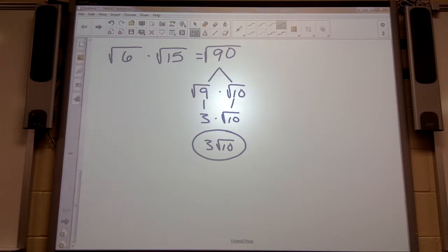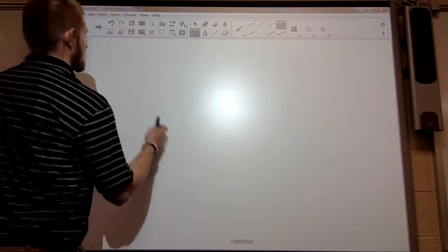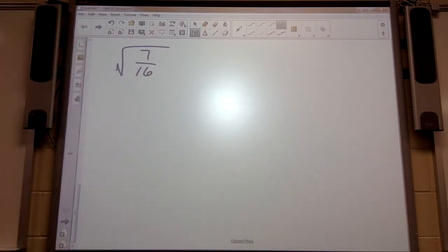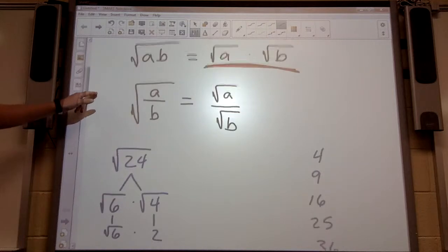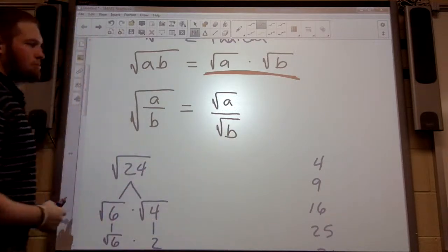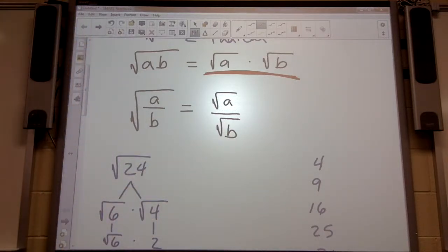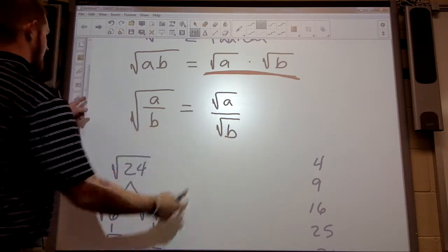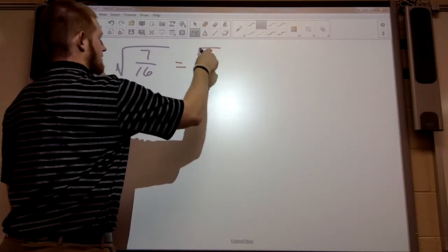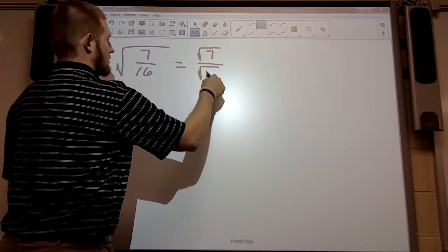Okay. Let's take a look at dividing. I have the square root of 7 over 16. Now, with this, keep in mind again, these rules that we talked about earlier. If I'm dividing inside a radical, I break the radical up and write it on top and on the bottom. So instead of the square root of 7 over 16, I have the square root of 7 over the square root of 16.